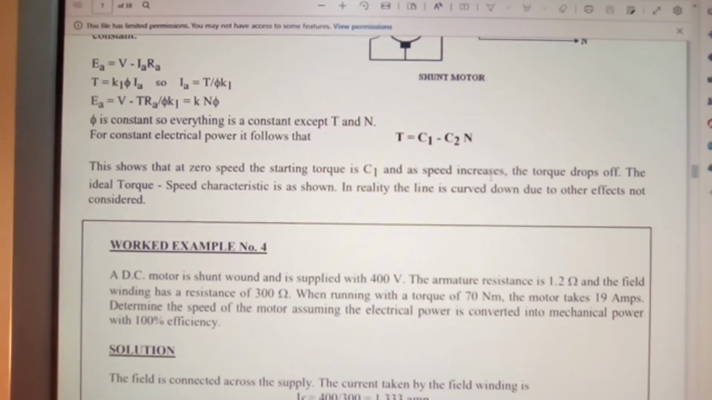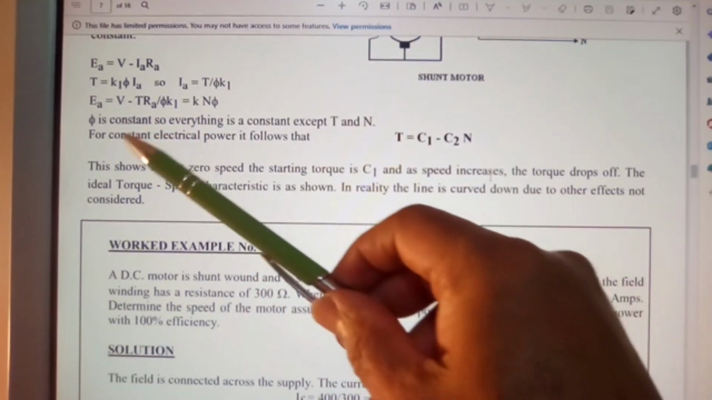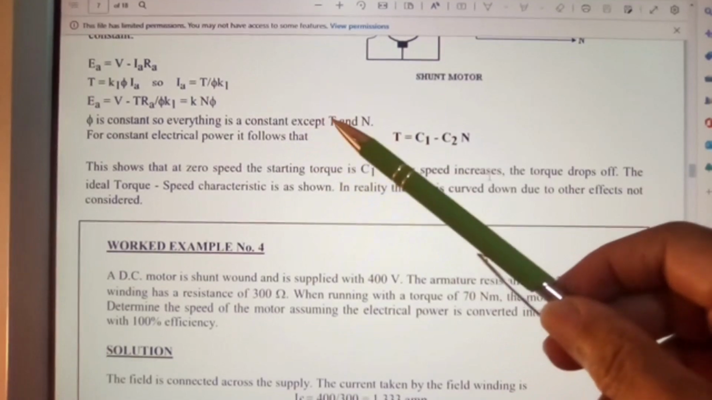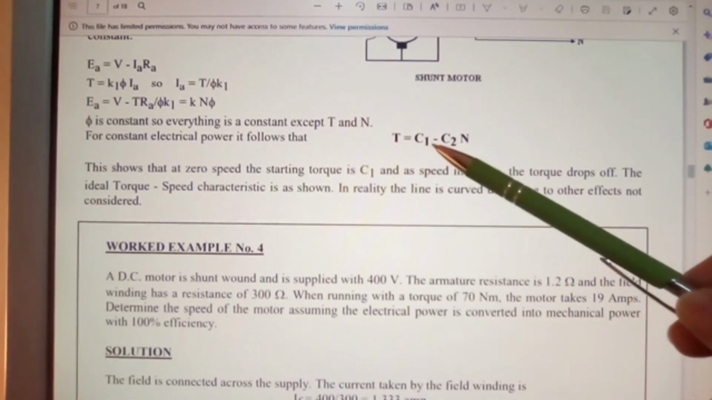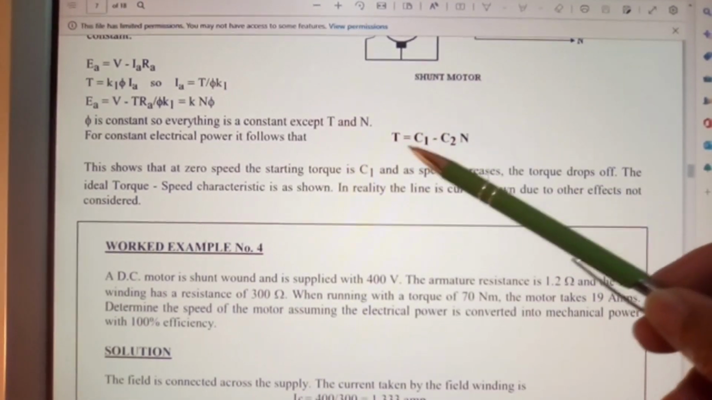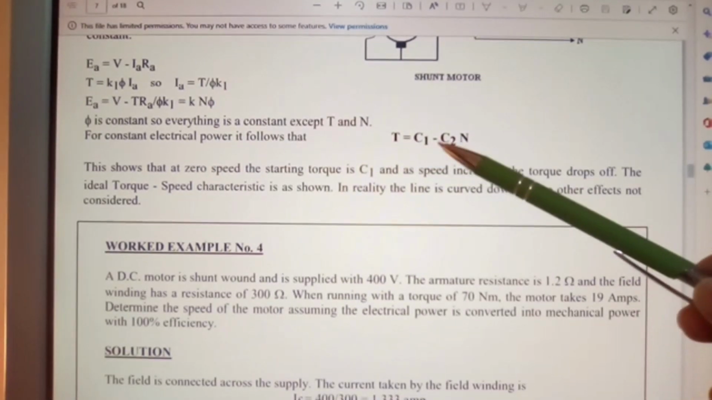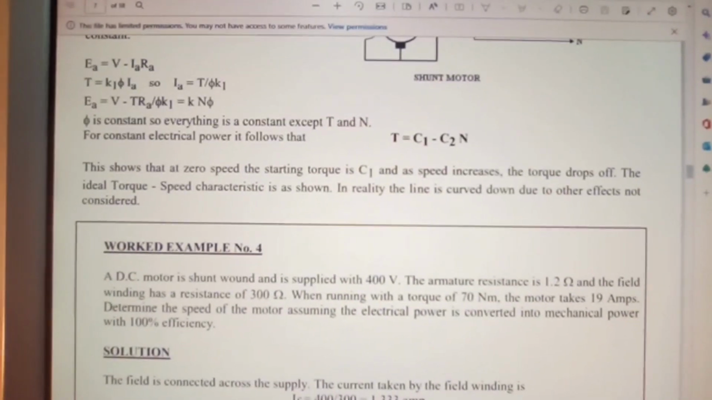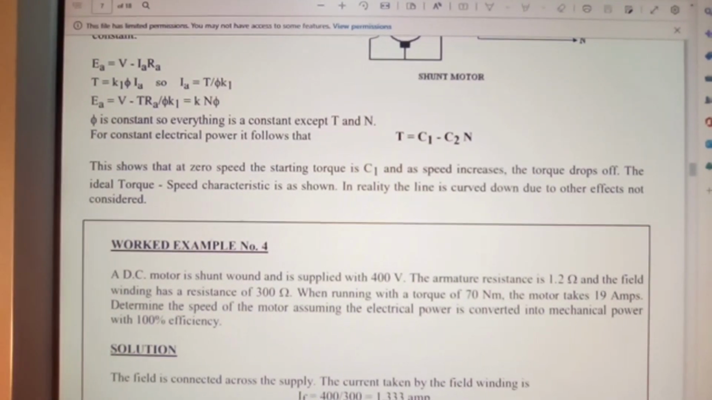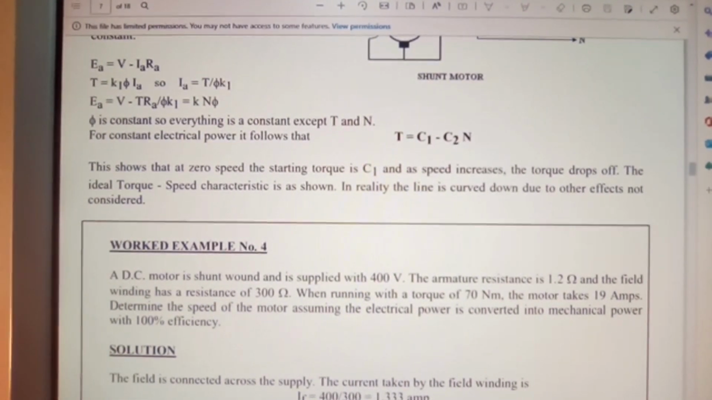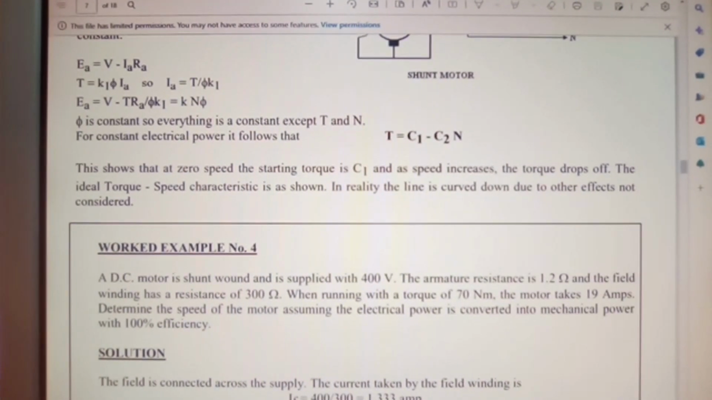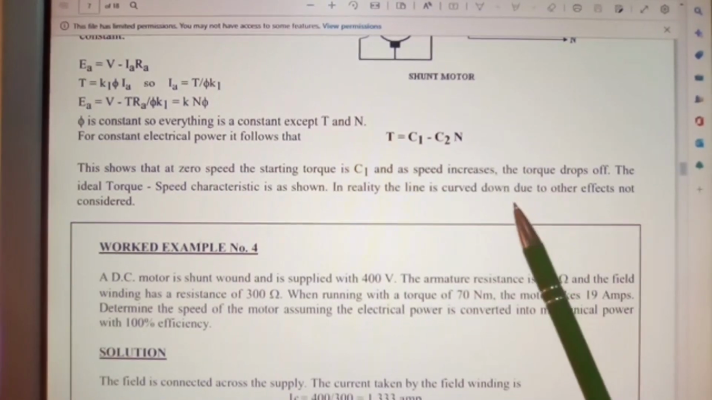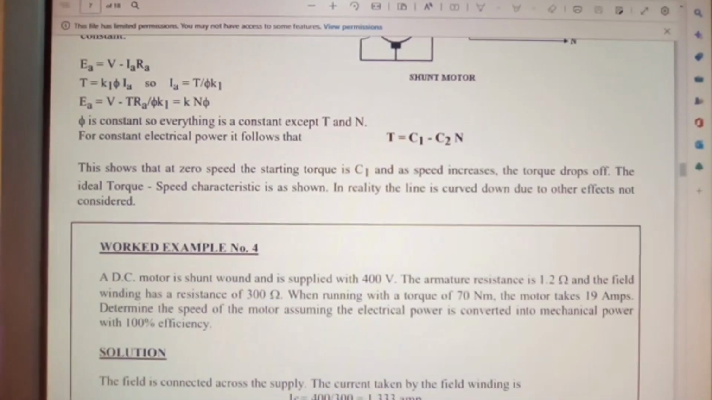Now in this case, theta is constant, so everything is a constant except T and N. For constant electrical power, it follows that T equals C1 minus C2N. This shows that at zero speed, the starting torque is C1, and as speed increases, the torque drops off. The ideal torque speed characteristic is as shown. In reality, the line is curved down due to other effects not considered.